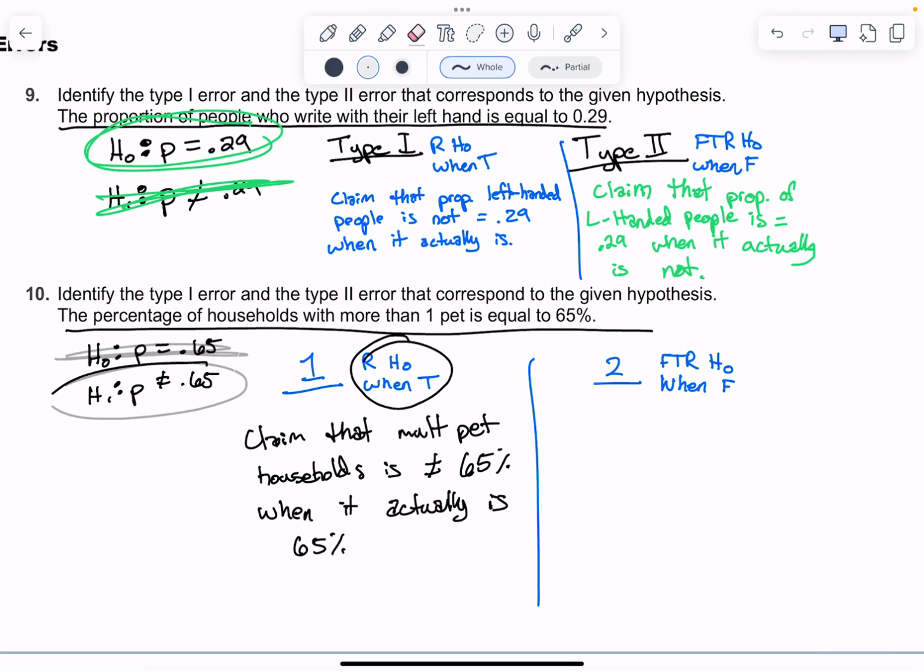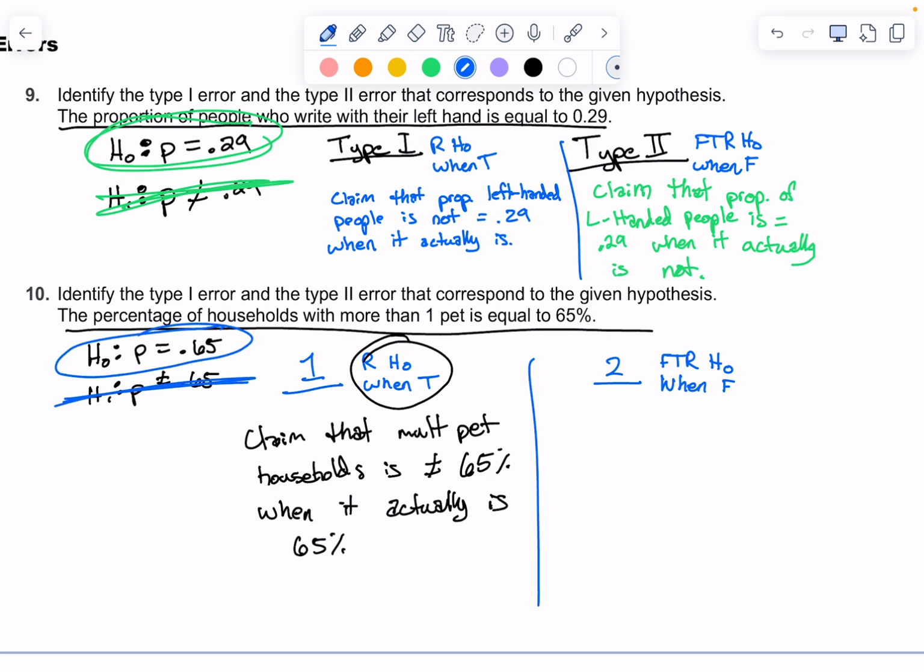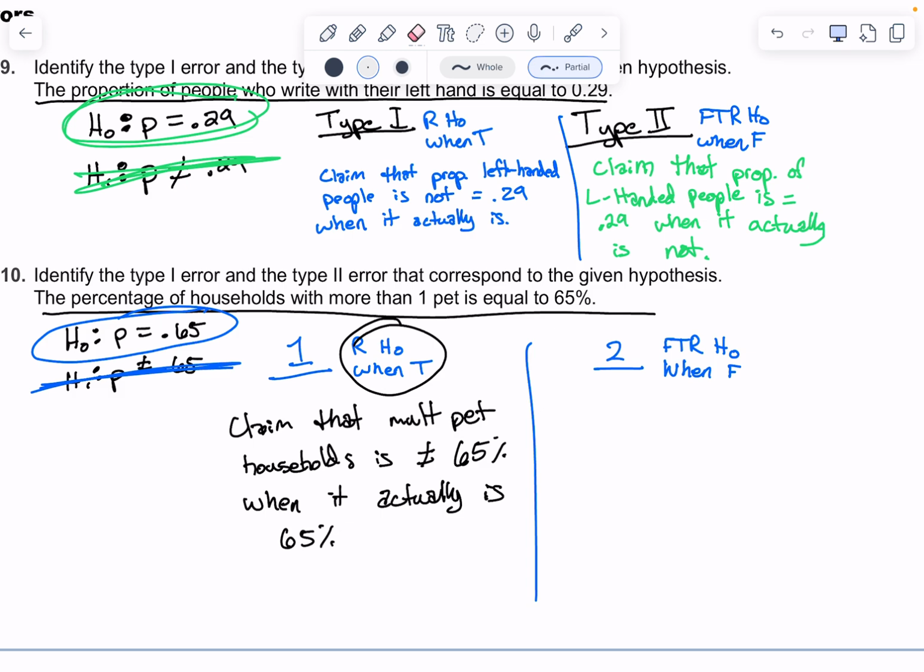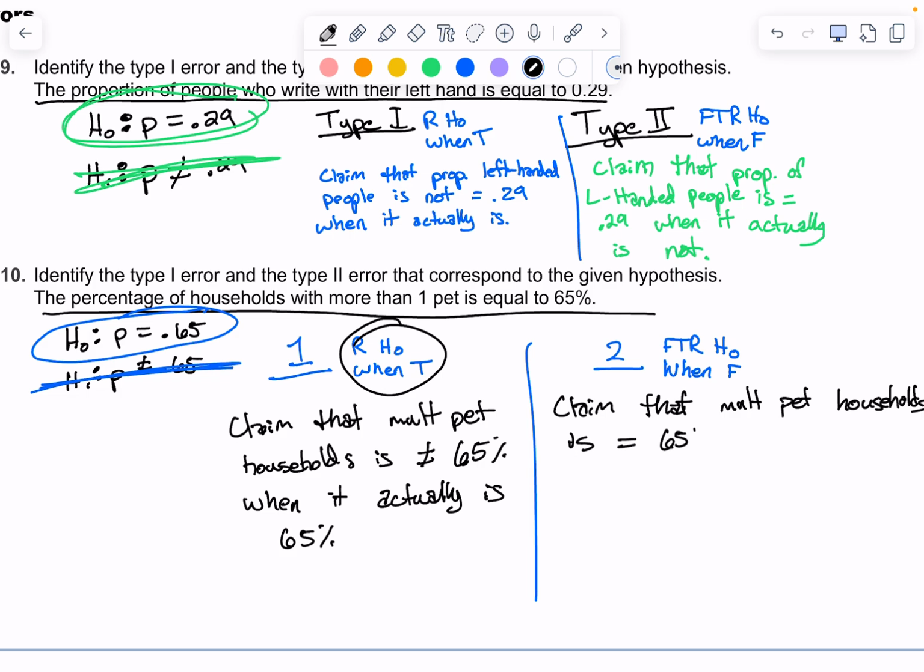The second one. Let me cross off my stuff. We're concluding the opposite. Here we're saying we failed to reject H naught, which means we're circling the top one and crossing off the bottom one. What are we saying when we do that? We're claiming that multi-pet households is equal to 65% when it's not. Do we see how this works? You have the two different scenarios. Even though our conclusions lead us to this, we could still end up with error.